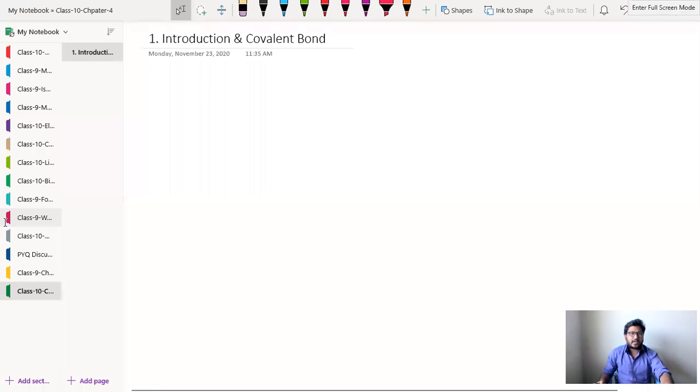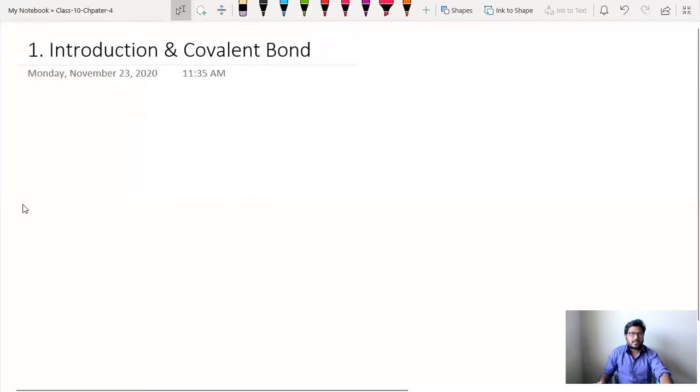Let us see the introduction for this chapter and we'll try to understand what is meant by covalent bond, not only covalent bond but ionic bond also.